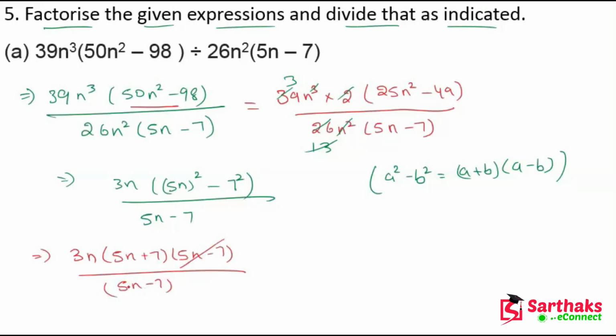Okay, so this 5n minus 7 and this 5n minus 7 is cancelled. So here we get 3n into 5n plus 7.